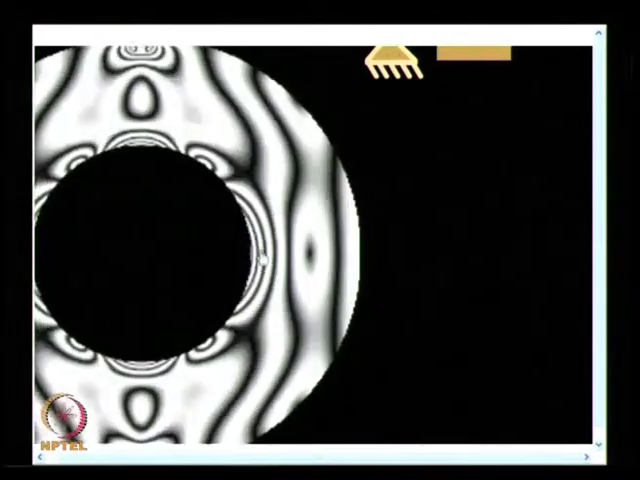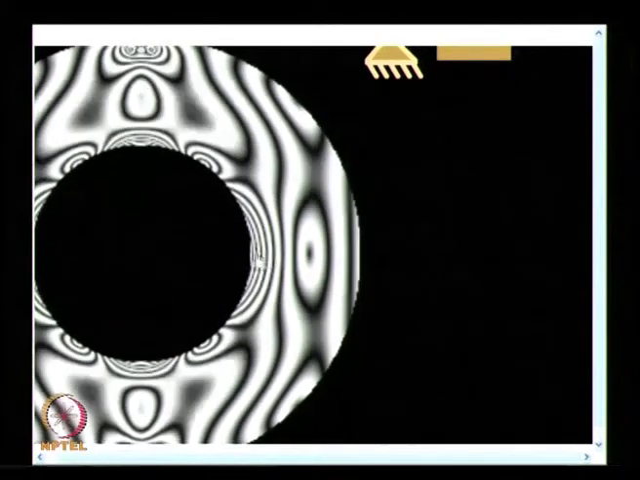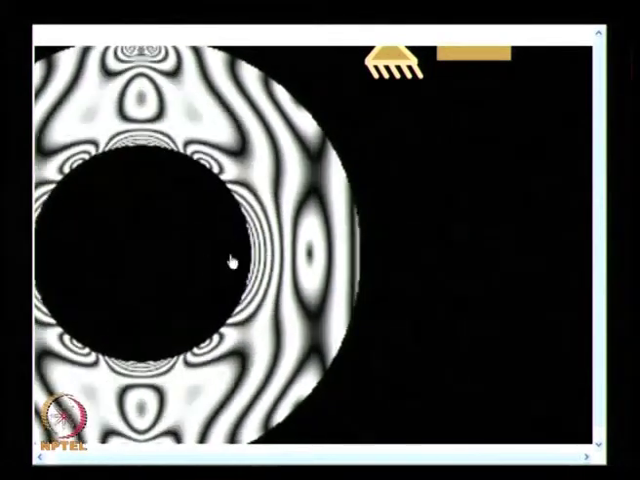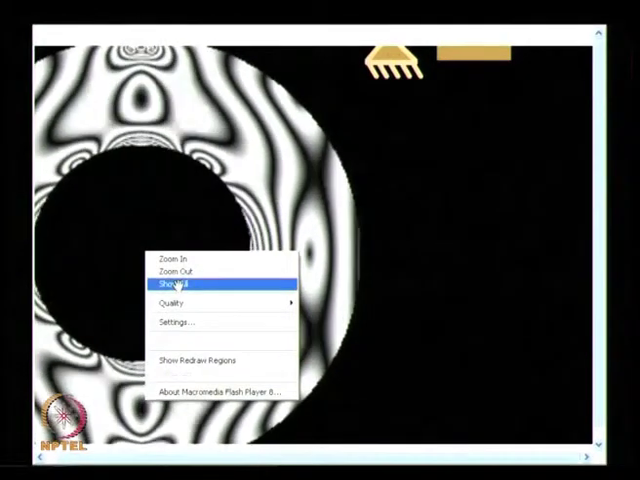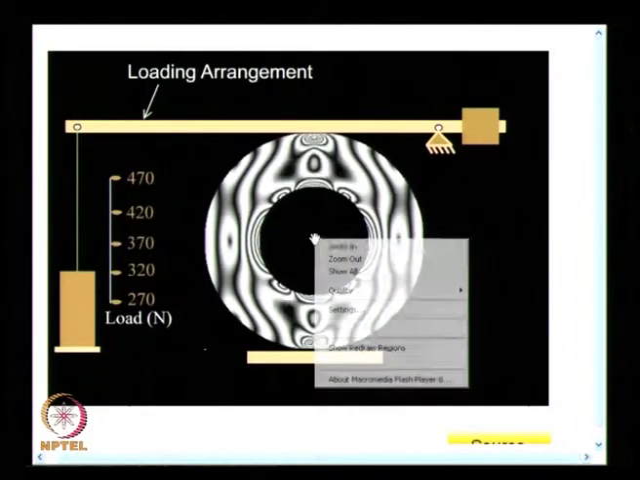And you also see an interesting aspect: this is the high stress concentration zone, and in this case the fringes emerge out as the load is increased. That is what we have seen, and keep looking at this fringe pattern for one more minute. There is also another interesting feature which I would take up in the next class. So, you understand now the fringe contours in the case of a ring are much more complex.